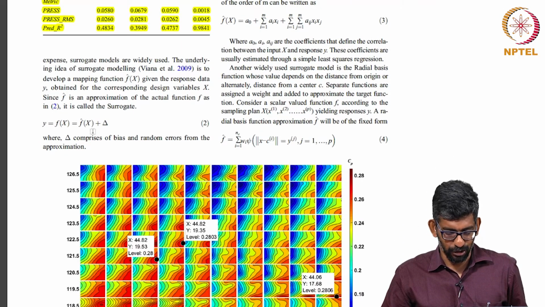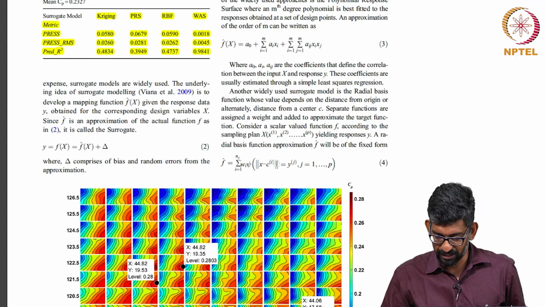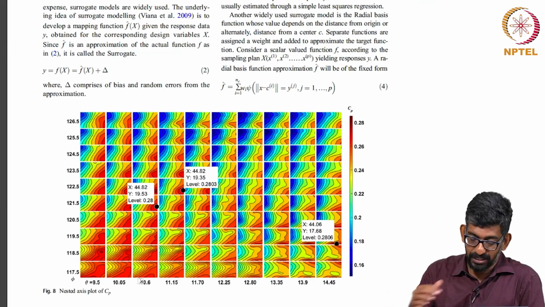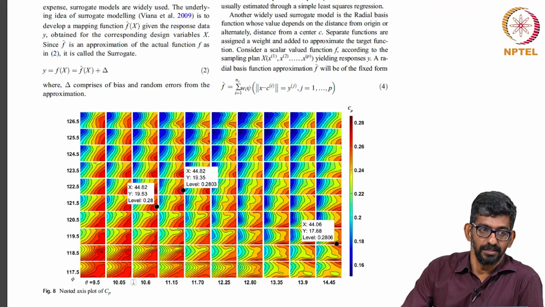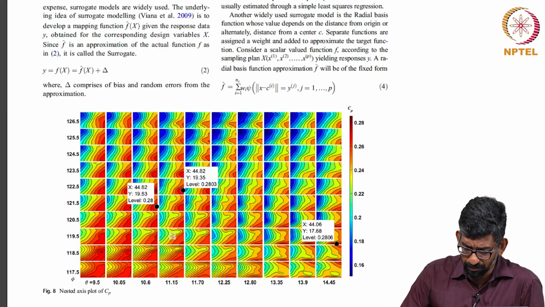So, these are regular stuff. This is the one that I told you, right, f hat plus delta and all that, and this is your regular polynomial, and this is our radial basis function that we are talking about. So, this is a nested axis plot. Okay. This is one way of visualizing your outputs, but we do not have outputs here.